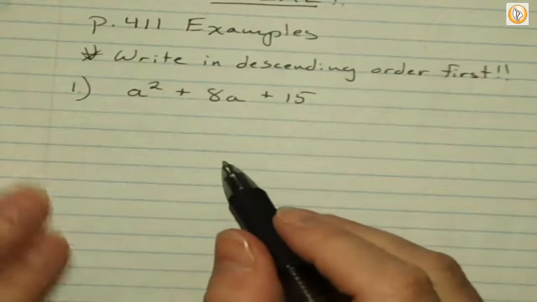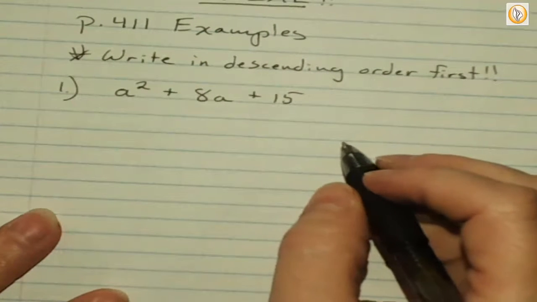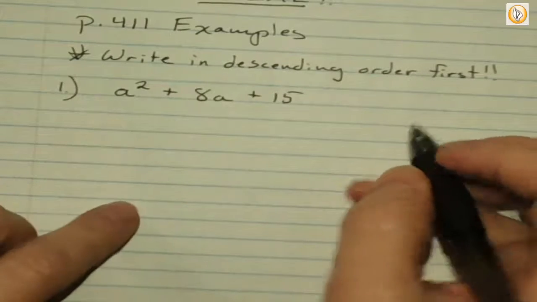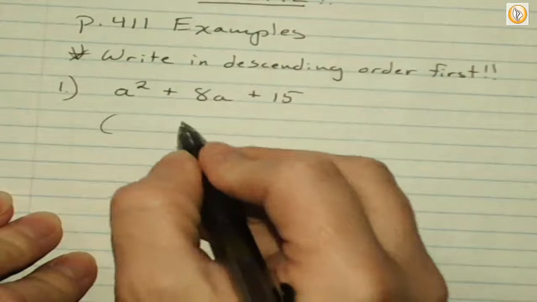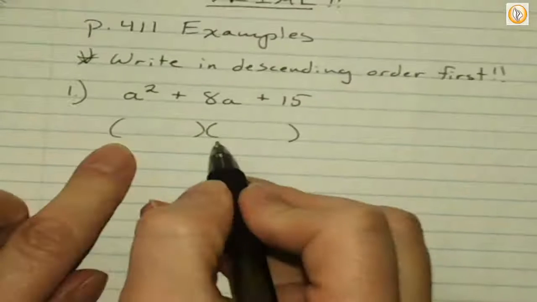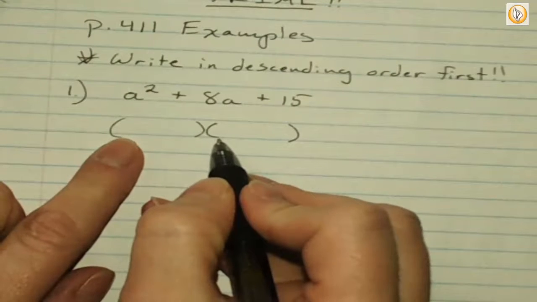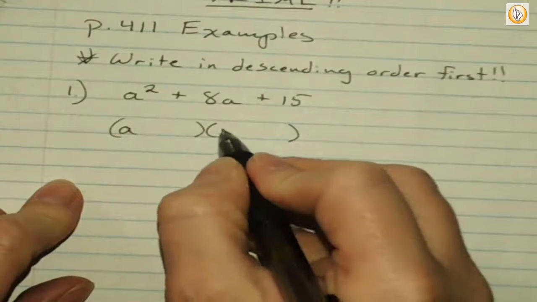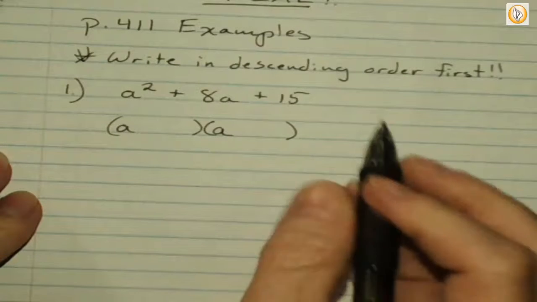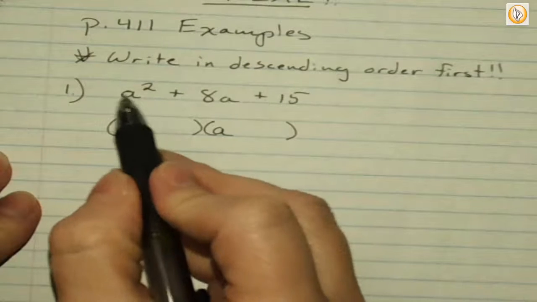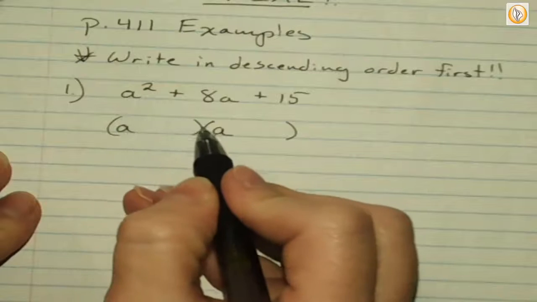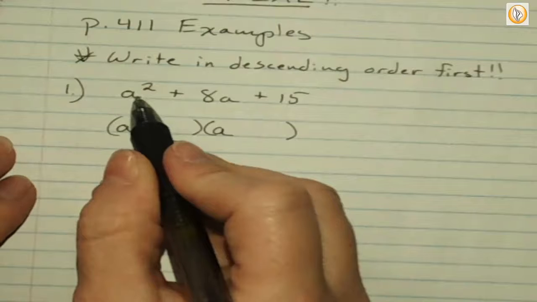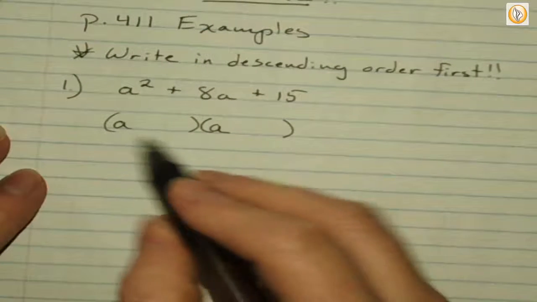So what we have to do is find two numbers. Right now we know the first term in both these brackets is going to be what, to get this? A. Remember FOIL. So we've already got this one down, because A times A is A squared. Do y'all recall this? Hopefully you remember last chapter. Okay, so now we've got that down.